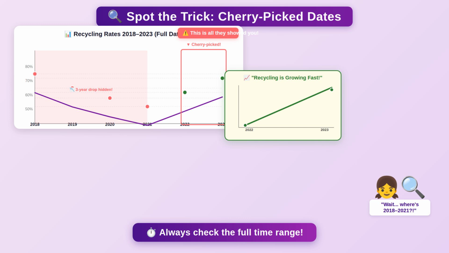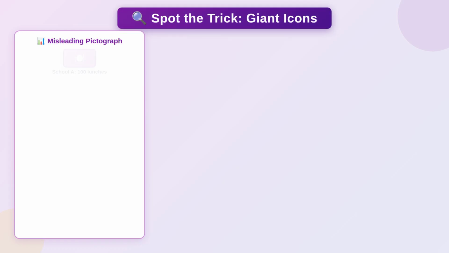So the question you should always ask: what is the full time range of this data, and why did they choose to start here? That question alone can expose a lot of sneaky graphs.